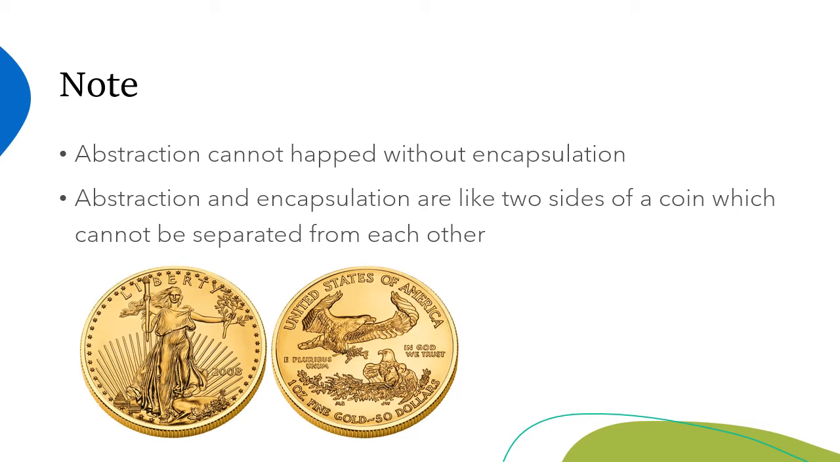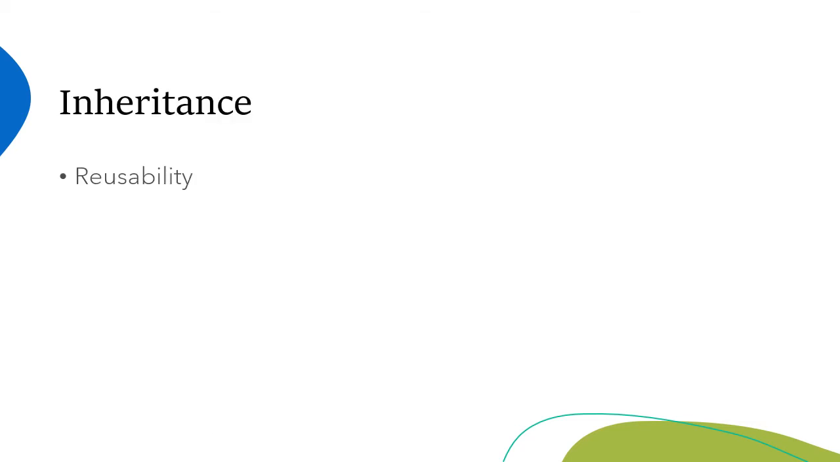So abstraction and encapsulation are like two sides of a coin which cannot be separated from each other, because encapsulation helps in getting abstraction, right? So we can see these two sides of the coin. It cannot be separated, just like abstraction and encapsulation. Now we are going to talk about inheritance.